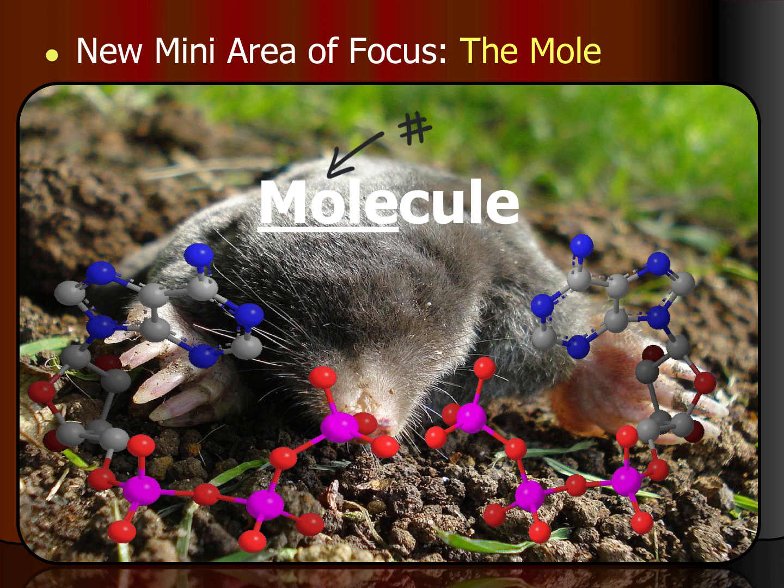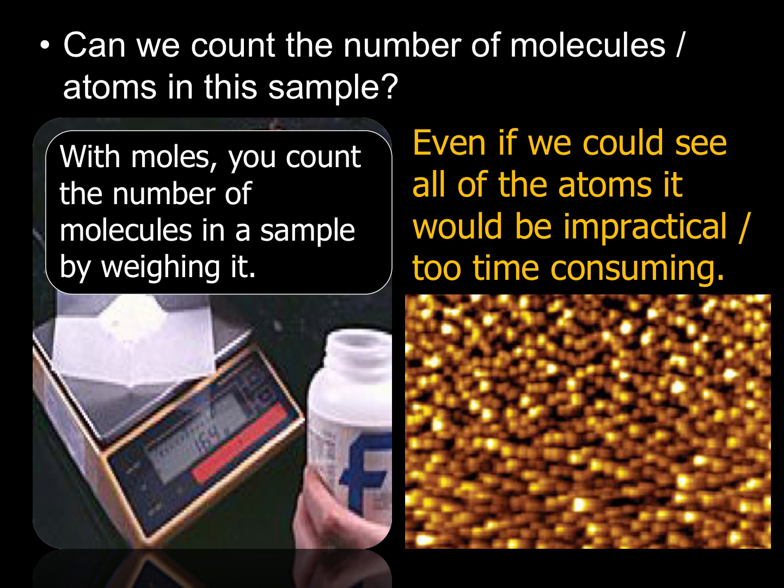We have to remember that atoms are very small and we really cannot see them. Even if we could see the atoms, it would be completely impractical and time-consuming to even count them. Because this image right here shows all the tiny little atoms in a sample, and we really could not count that number. So what we can do is mass out an amount and know how many atoms we have.